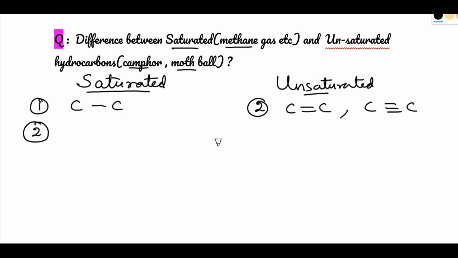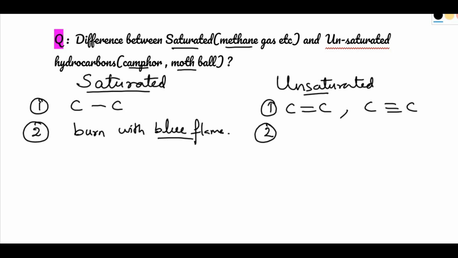Next, saturated hydrocarbons burn with blue flame in air. Blue flame means they undergo complete combustion when exposed to air. Though air has a very low percentage of oxygen, 21% of air is oxygen, they undergo complete combustion and give a blue flame. But unsaturated hydrocarbons in air undergo incomplete combustion. So they burn with sooty flame in air.